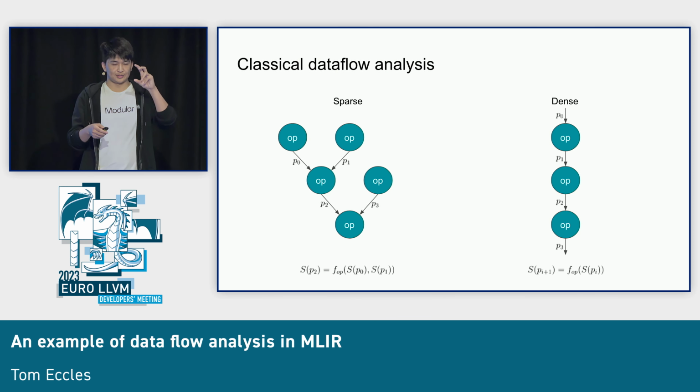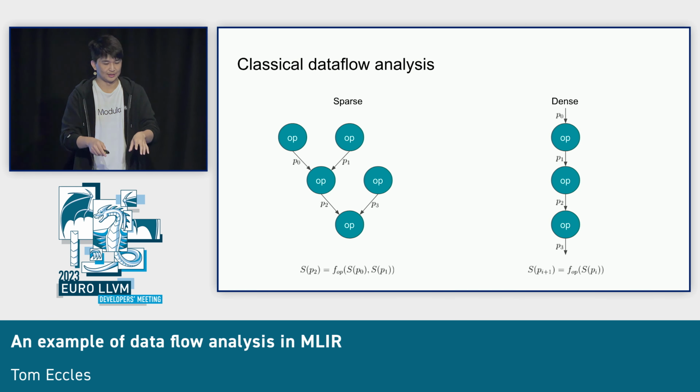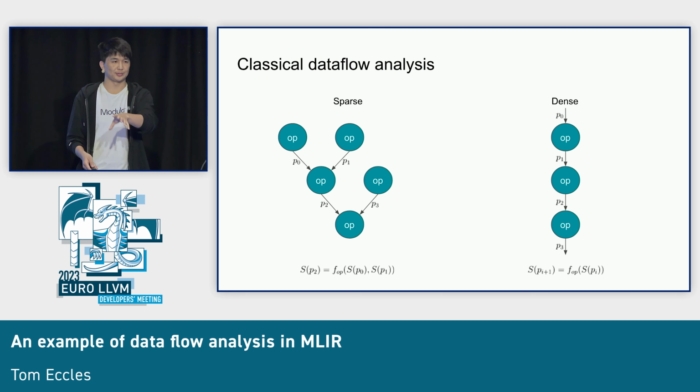And transfer functions are computed across operations. You take the integer ranges of all the inputs of an operation. Oh, it's an add, so you do the range arithmetic, and then you set the integer range of the result. And so it's sparse because it's going across SSA use-def chains.